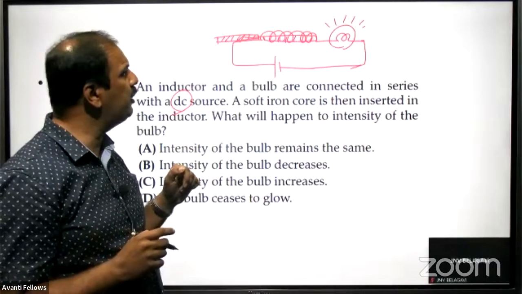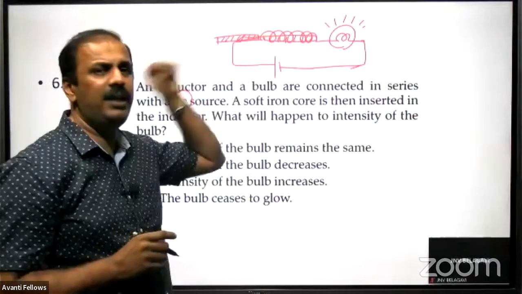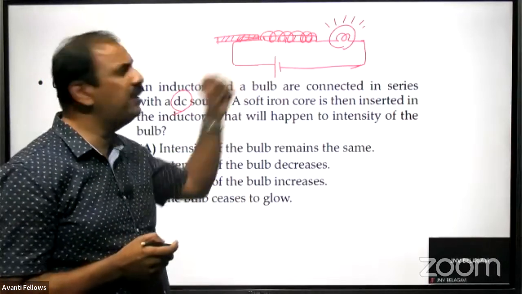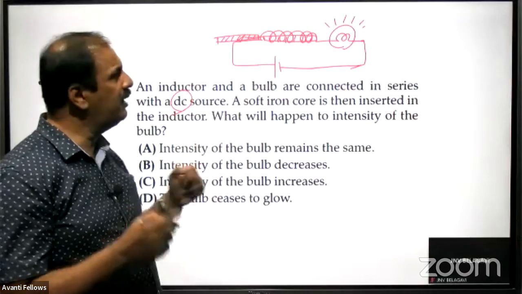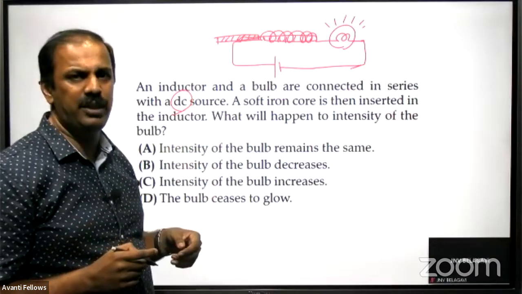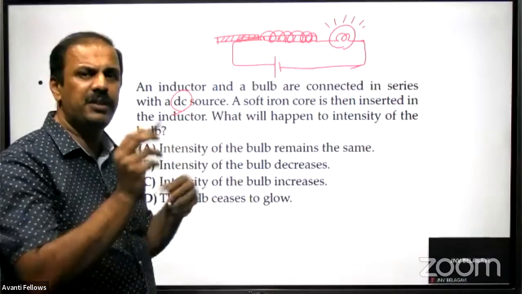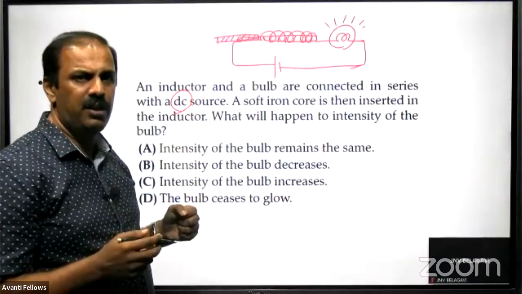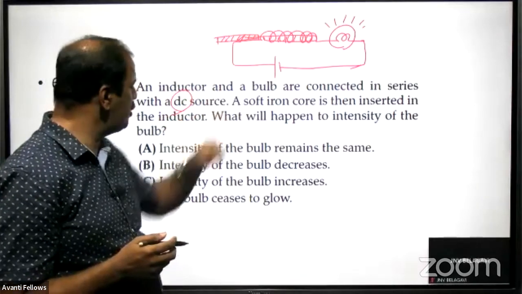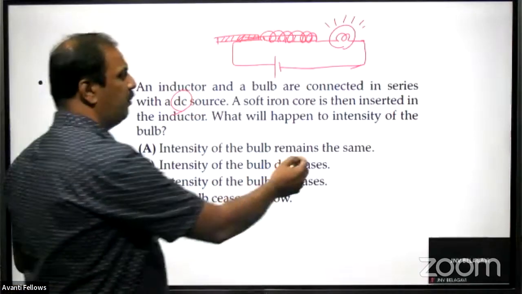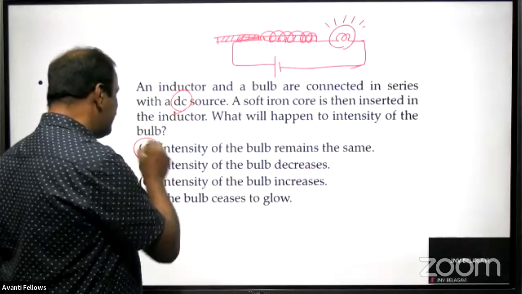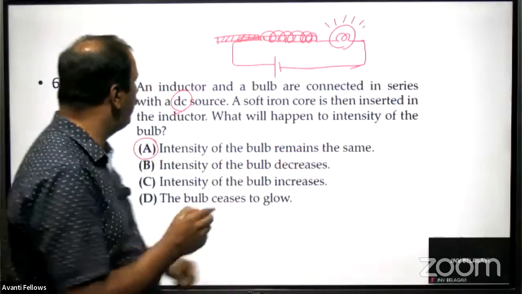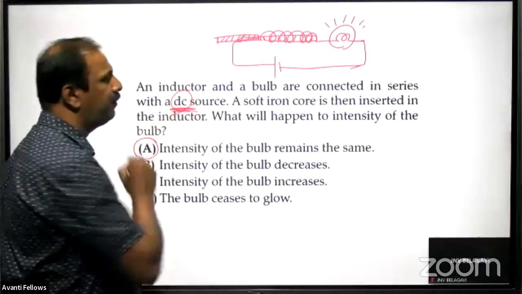That point is very important because when you put this one, the inductance changes. That inductance cannot do anything with the DC, because DC depends on the resistance actually. Because when there is a variation, then only all this inductance and such things will come into action. So when you insert this one, the intensity of the bulb remains same. This is the answer. The intensity of the bulb remains same because this is DC.